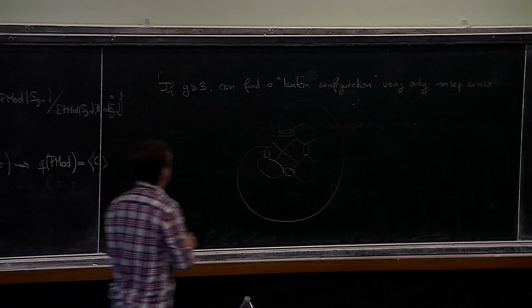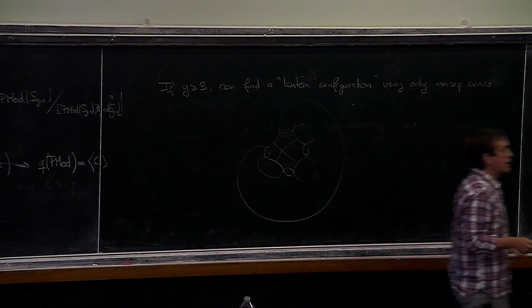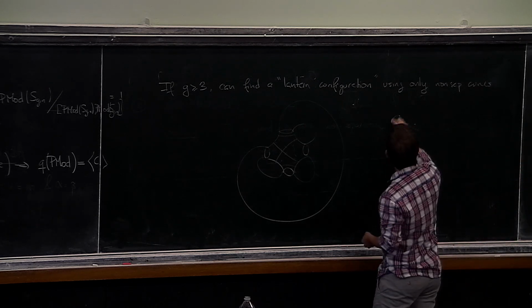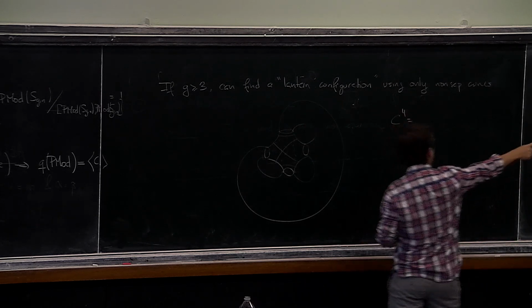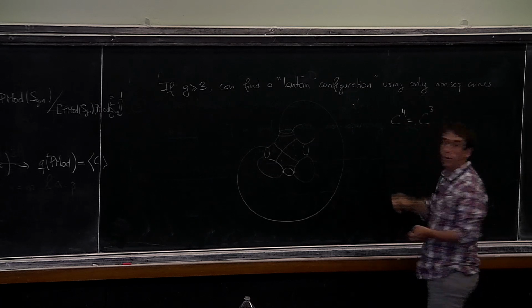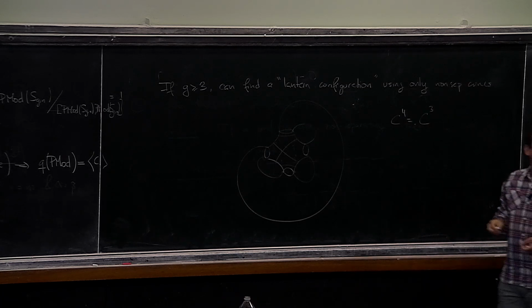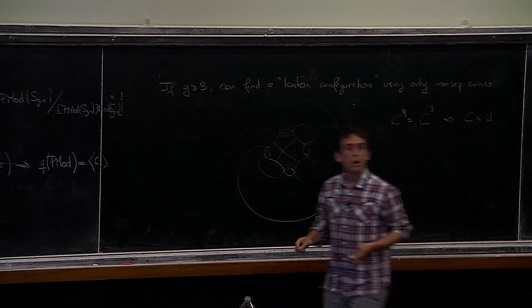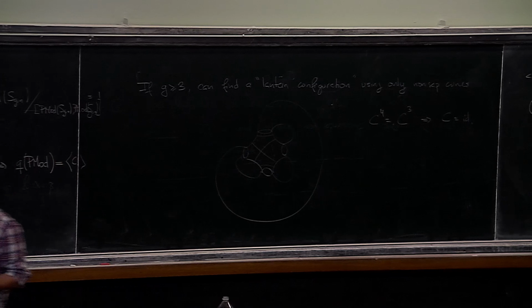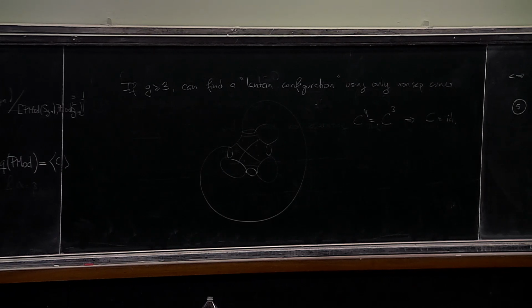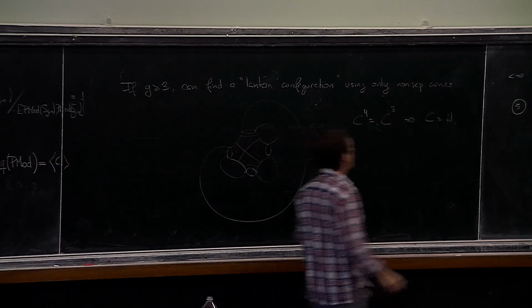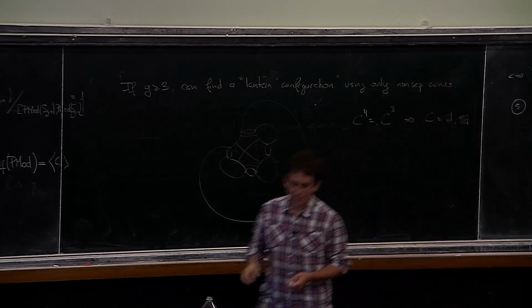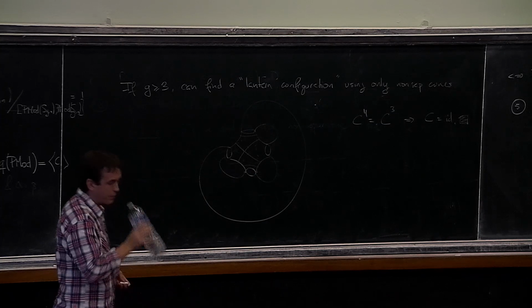And now you use the fact that 4 is not equal to 3 to conclude that because of the lantern relation, we have C^4 equals C^3, so C is the identity. All right? So 4 is not equal to 3 is an important thing to remember.